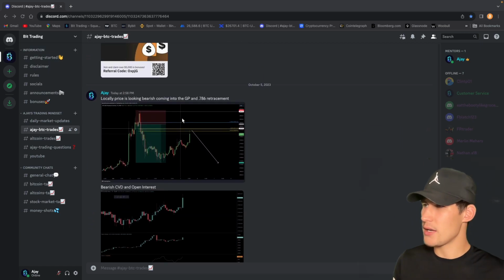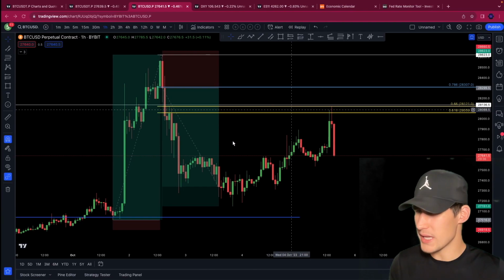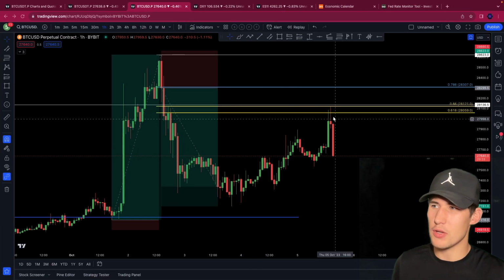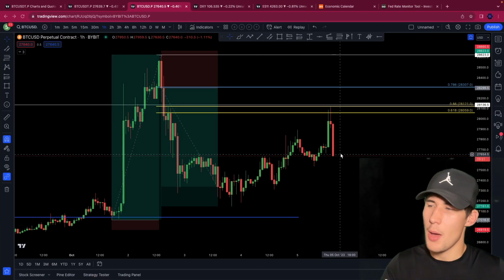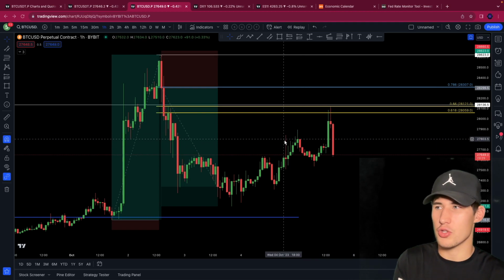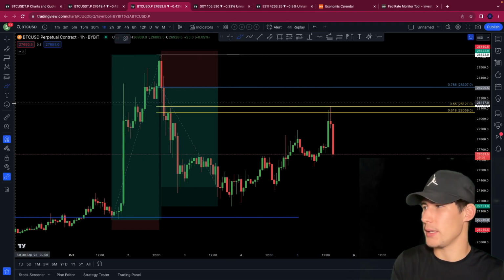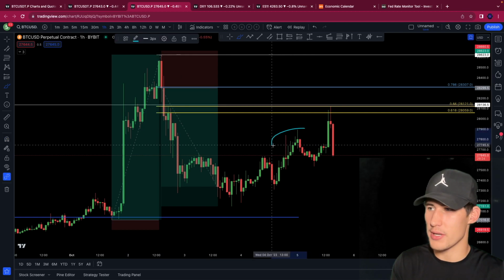But yeah, enough of that. Let's talk about what has happened fairly locally, because we're seeing a pullback right here. Before we get into that, I just want to talk about this bit of price action right here, just this little bit of price action right here.